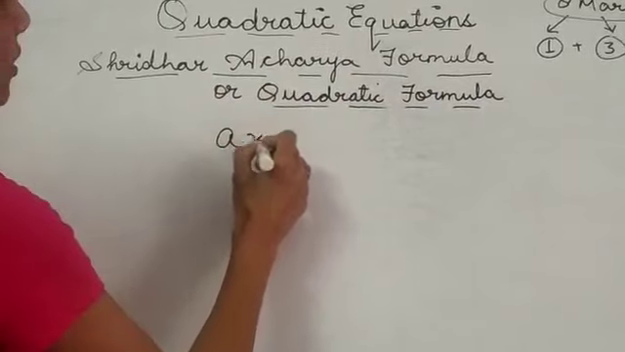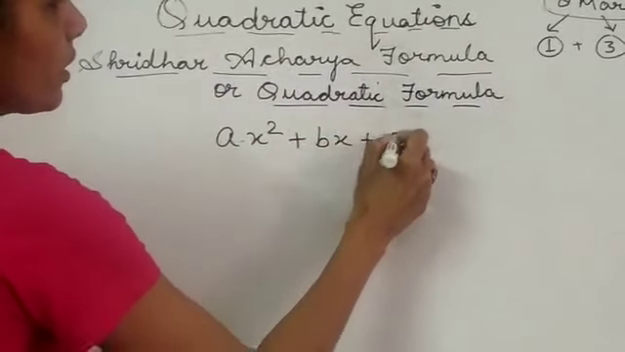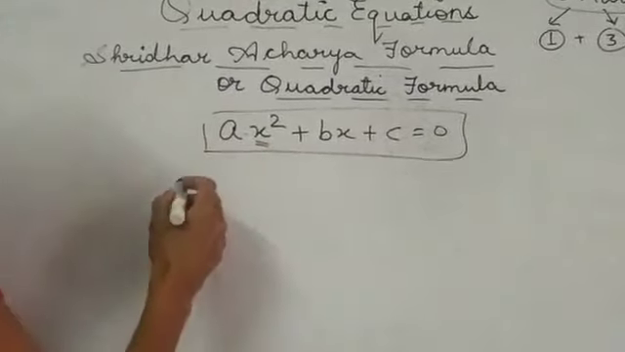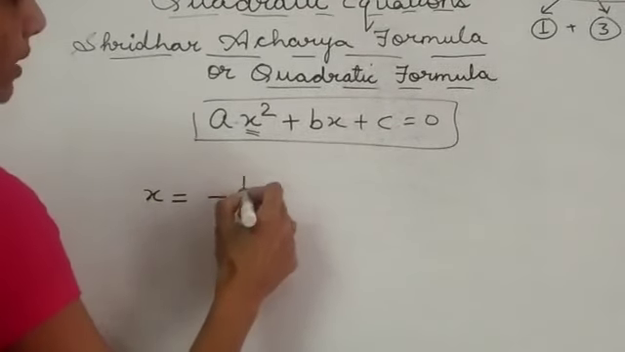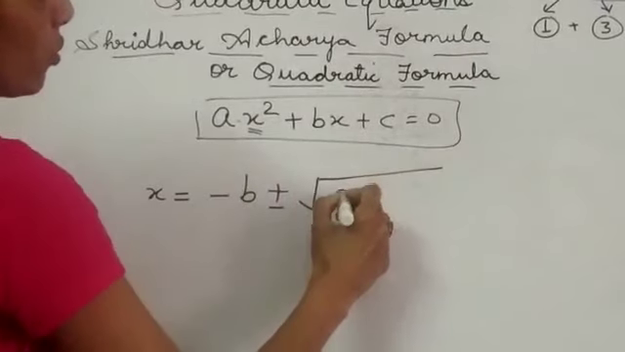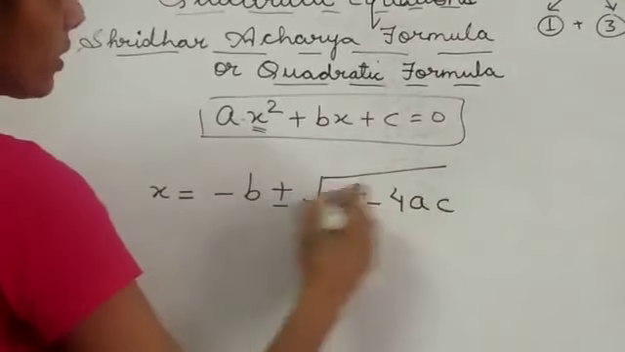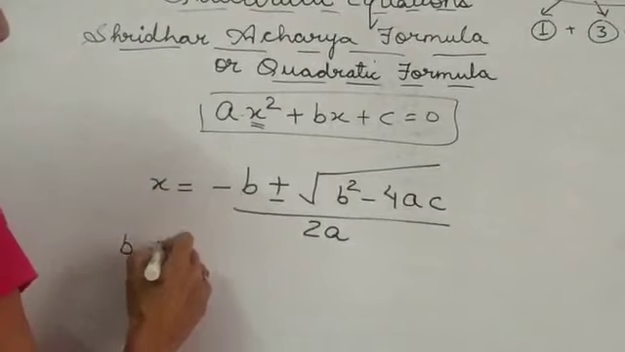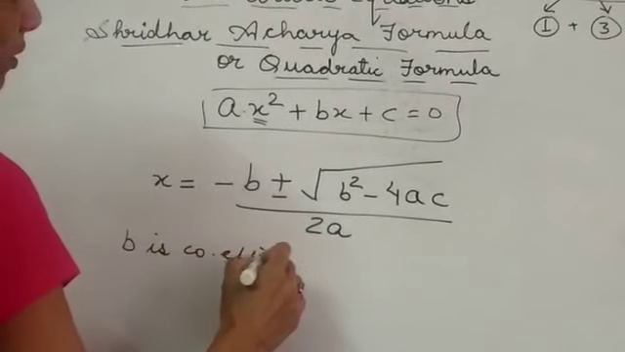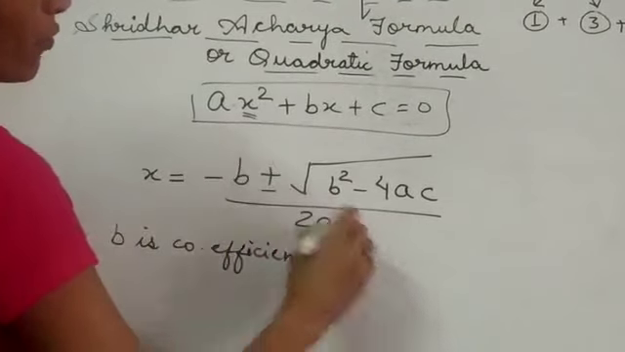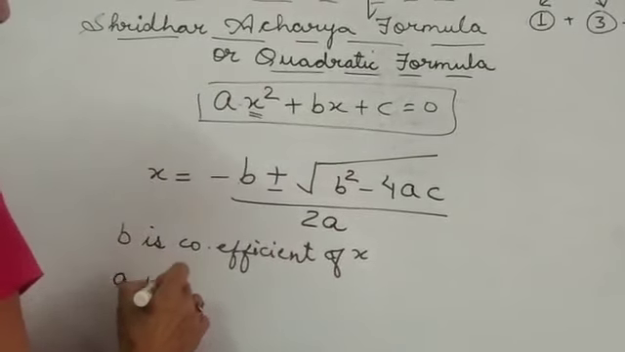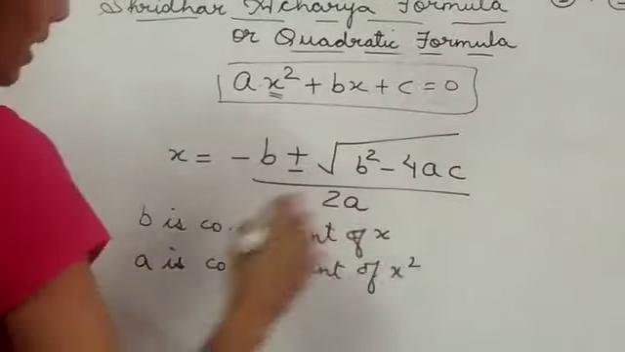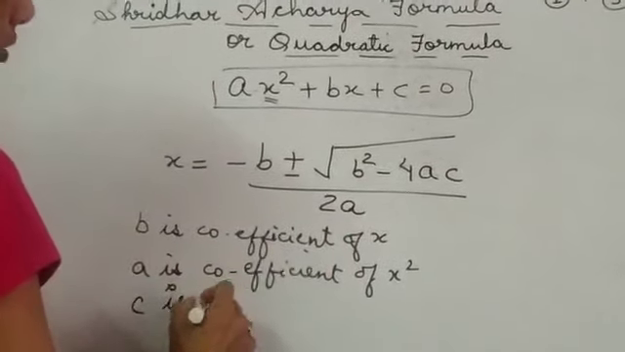So you know that this is your quadratic equation in general form, and we can find out the value of x by this formula, which is x = (-b ± √(b² - 4ac)) / 2a, where b is the coefficient of x, a is the coefficient of x square, and c is a constant term.